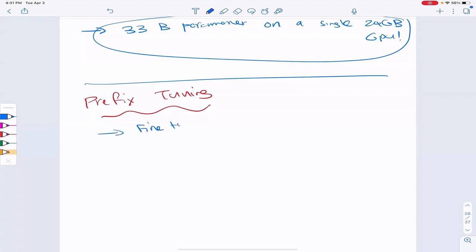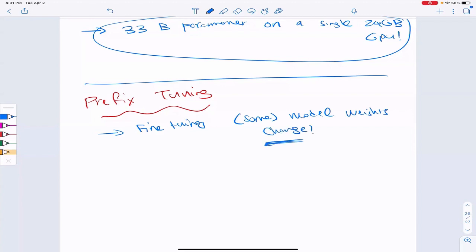In fine tuning, I would say some model weights change. In full fine tuning, all of your parameters can potentially change. In LoRA, maybe just a subset of them, a small subset of them.